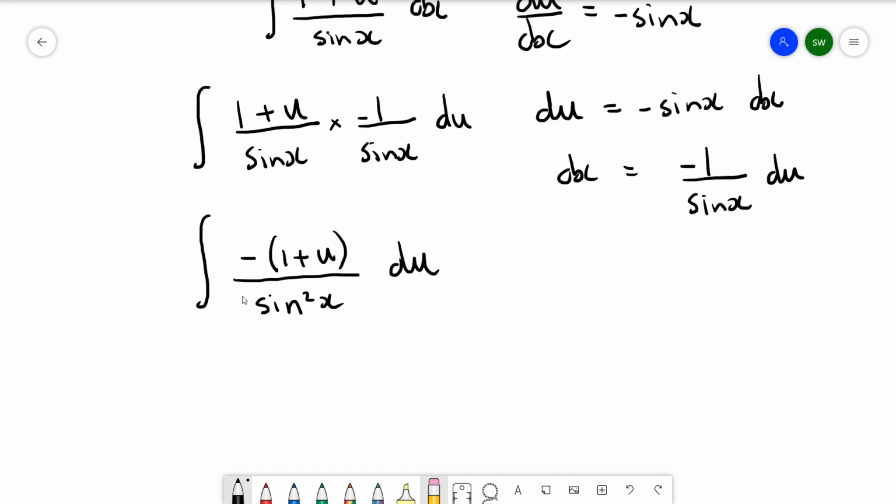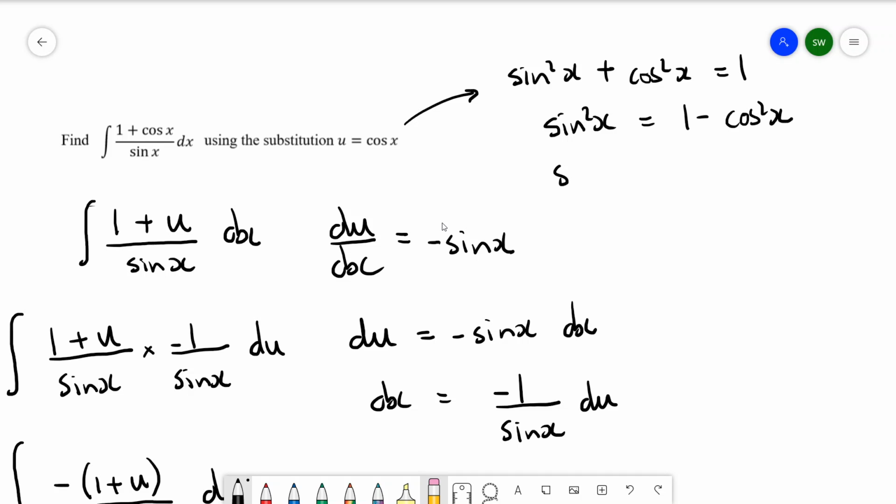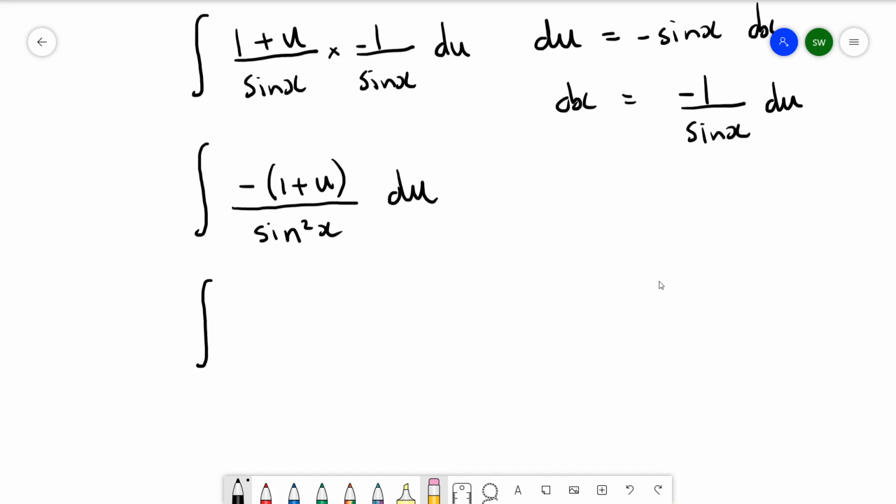So the only term that we've got that we don't like, which is in terms of x, is sine squared x. So we need to replace this with something to do with u. So we're going to look back at our original substitution, and we know that cos and sine are related to each other. We know that sine squared x plus cos squared x is equal to 1. So if we want an expression for sine squared x, we could write that as 1 minus cos squared x. Well, we know that cos x is just u. So sine squared x can be written as 1 minus u squared. So that helps us because then we're going to have an integral all in terms of u.